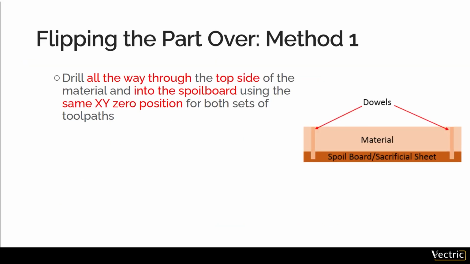Let's look at method number 1. When you're cutting the top side of your job, you're going to want to machine all the way through the part and into the spoil board. Use the same XY0 position for both sets of tool paths.